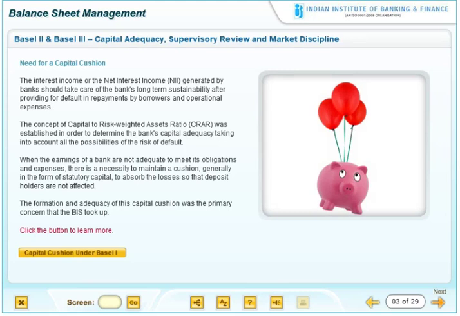When the earnings of a bank are not adequate to meet its obligations and expenses, there is a necessity to maintain a cushion, generally in the form of statutory capital, to absorb the losses so that the deposit holders are not affected. The formation and adequacy of this capital cushion was the primary concern that the BIS took up.